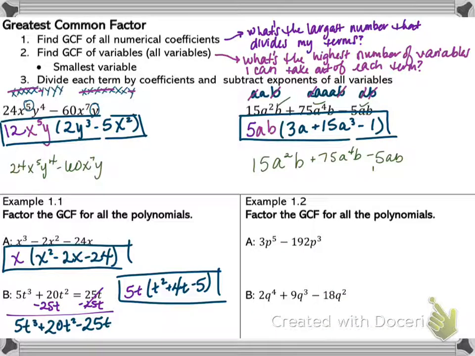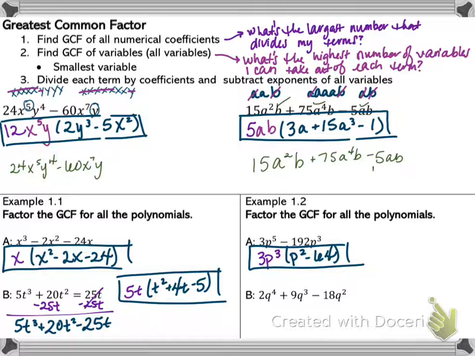So going to example 1.2 on the right-hand side over here, same idea. We have 3p to the 5th minus 192p cubed. The highest number I can take out is a 3. And my smallest variable is that p cubed, so that has to be my GCF for the variable. And then I'm going to divide all of these items by it. 3 divided by 3 is just 1. P to the 5th divided by p to the 3rd is p squared minus, and 192 divided by 3 is actually a 64. And then p cubed over p cubed is just 1, or it cancels out. So this is my answer.